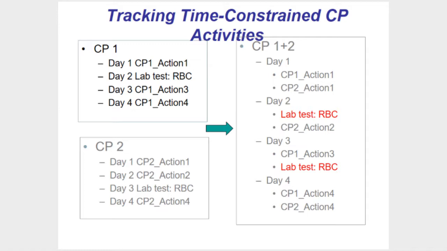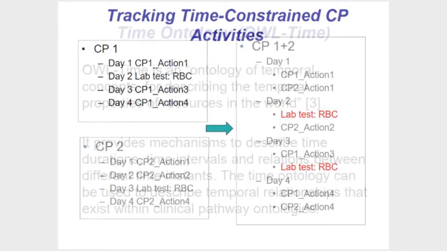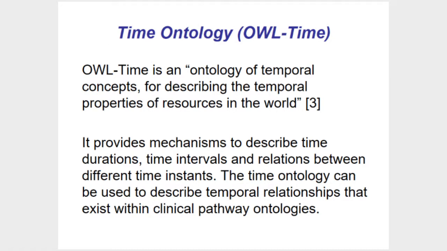Here, imagine that we have two departments. One is using CP1, clinical pathway 1. The other one does it in a different way, clinical pathway 2. How can we combine these clinical pathways or share this knowledge from the two different sources? When we share, we may end up with duplicate tests, duplicate actions, and so on. So here we're talking about an example of ontology merging.